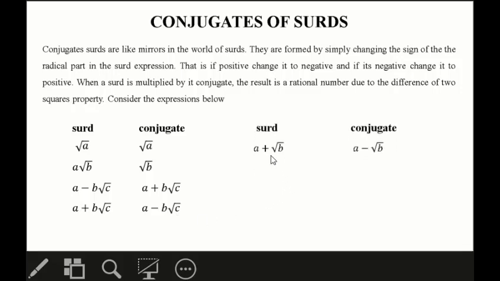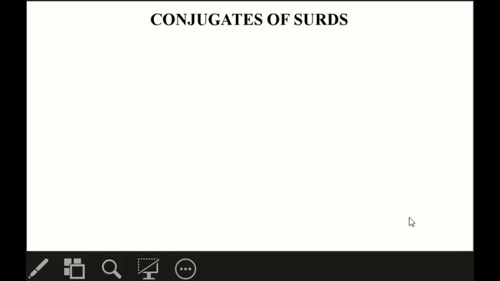If we have A plus root B, its conjugate will be A minus root B, the same expression, but positive changes to negative. And if I have A minus root B, its conjugate is what? A plus root B. So if I have root A plus root B, its conjugate should be root A minus root B. And if I have root of A minus root of B, its conjugate should be root of A plus root of B. Good. So these are surds and their conjugates.